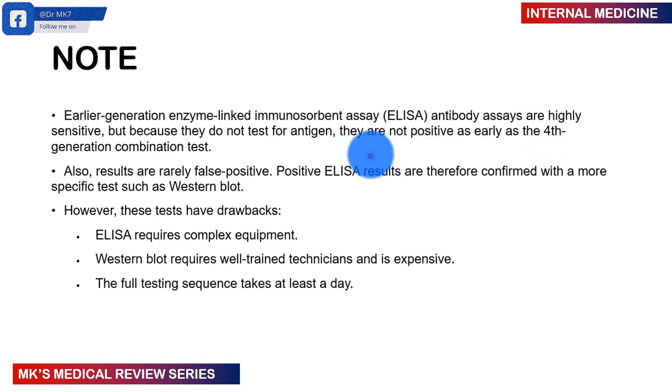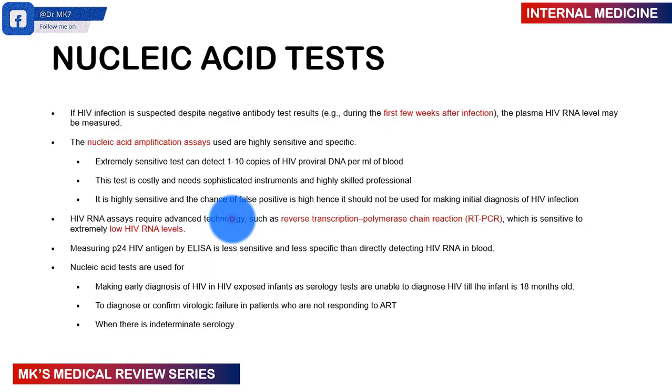And remember that we're going to be using our ELISA as our screening test, then we confirm it with Western blot. Now, the drawback of the ELISA and the Western blot is that the ELISA requires some complex equipment. It requires a lab for you to carry out. As well as the Western blot, it requires well-trained technicians, and it's quite expensive. And of course, the full sequence of testing would actually take at least a day. So that's why we generally don't do this in our setting, as in the government hospitals.